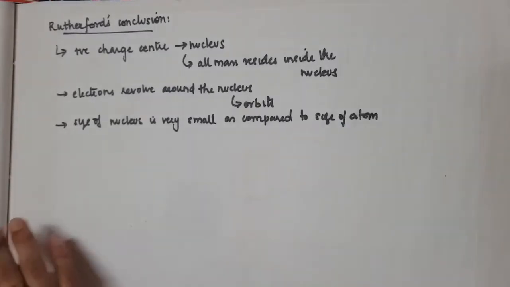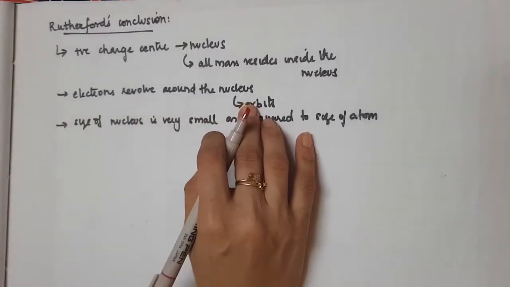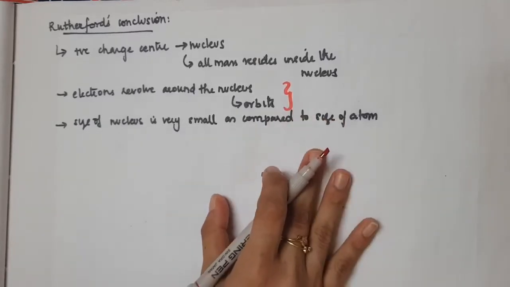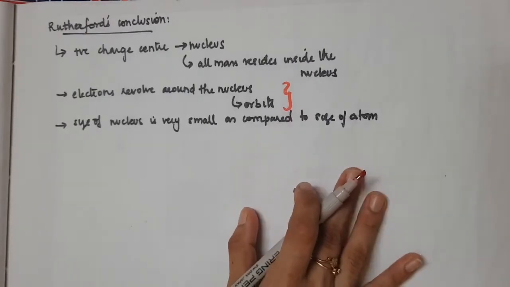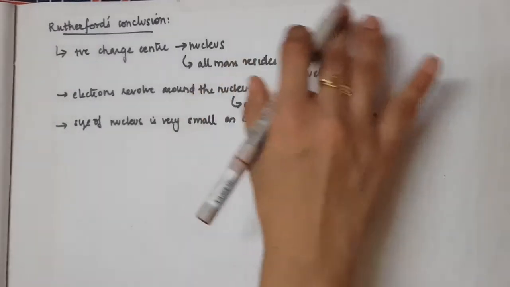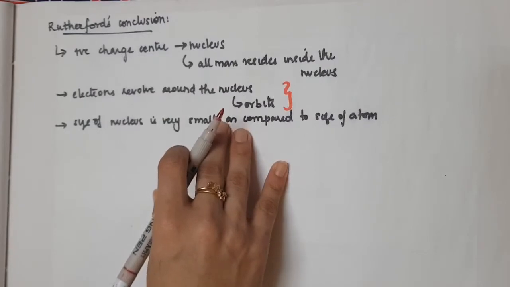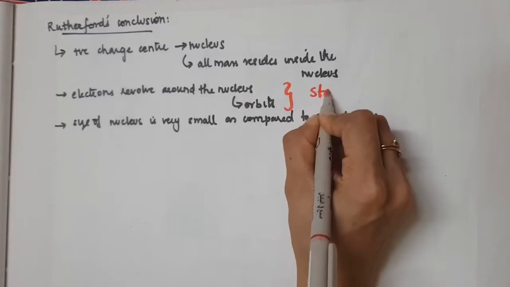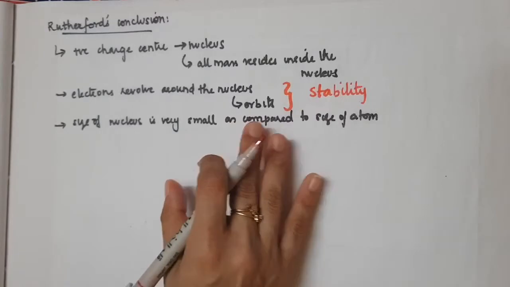The drawback of his experiment was that he couldn't explain the stability of the atom. That is, the orbital revolution of an electron is not stable. Any particle in circular motion would undergo acceleration and thus radiate energy. So the electron, as it moves around the orbit, would lose its energy and ultimately fall onto the nucleus. But we know that atoms are stable. So he couldn't explain the stability of the atom. That was the drawback of his experiment.